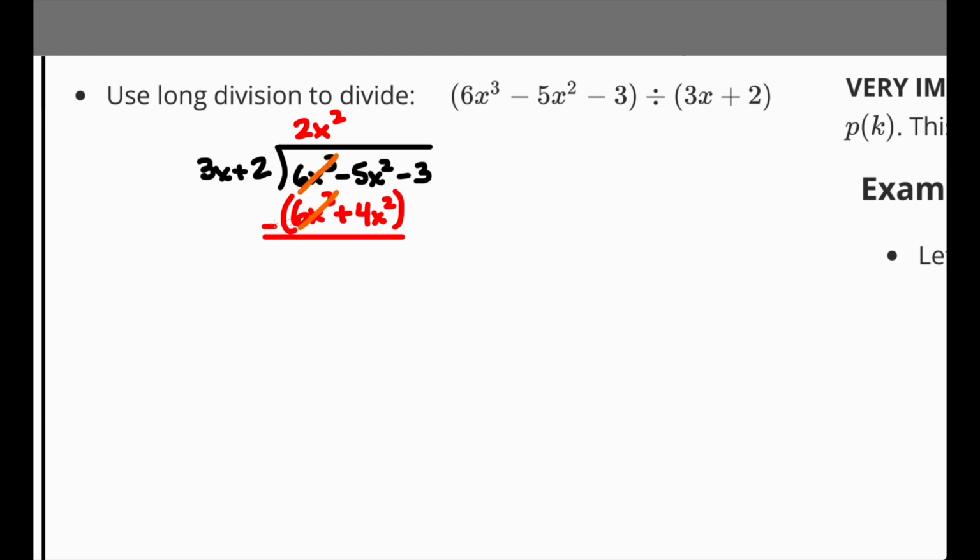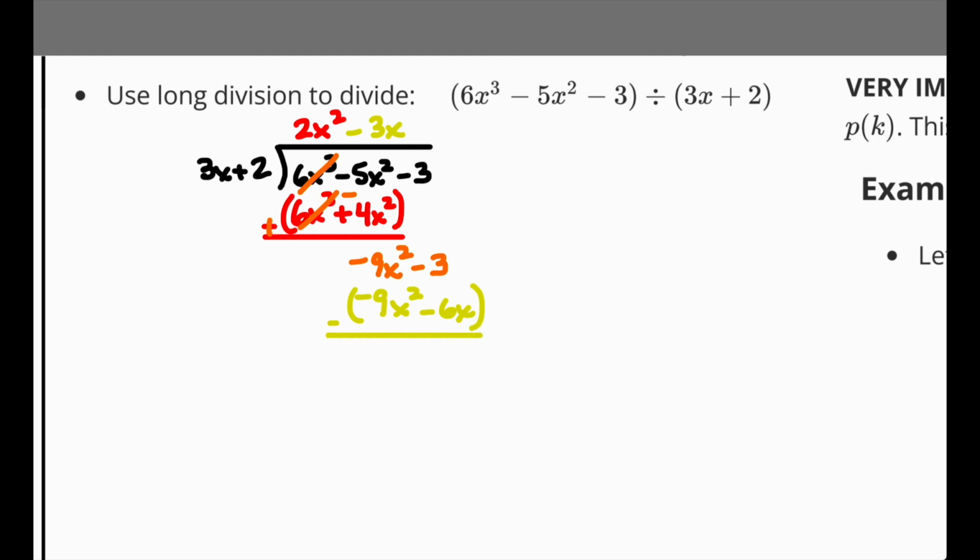From here, we're going to cancel here. This negative is going to go over here, and you're going to get negative 5x squared minus 4x squared, which is negative 9x squared minus 3. Then from here, you have to think, what do you multiply 3x by to get the negative 9x squared? And the answer for that one is going to be negative 3x. So you'll have negative 9x squared here, minus 6x, parentheses, subtract.